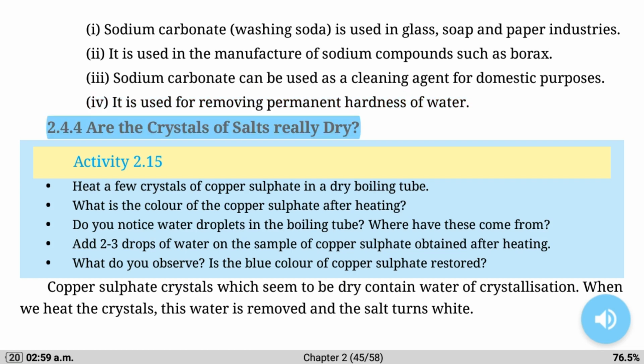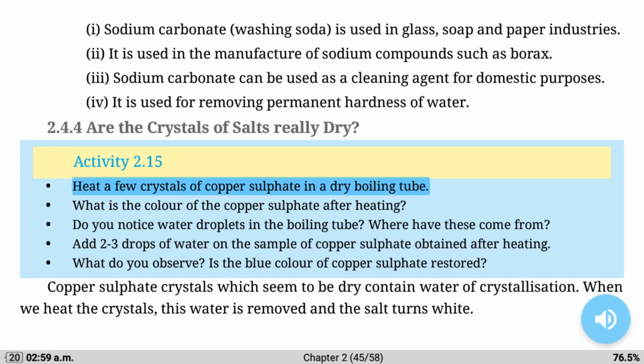2.4.4 Are the crystals of salts really dry? Activity 2.15. Heat a few crystals of copper sulfate in a dry boiling tube. What is the color of the copper sulfate after heating? Do you notice water droplets in the boiling tube? Where have these come from? Add 2-3 drops of water on the sample of copper sulfate obtained after heating. What do you observe? Is the blue color of copper sulfate restored?